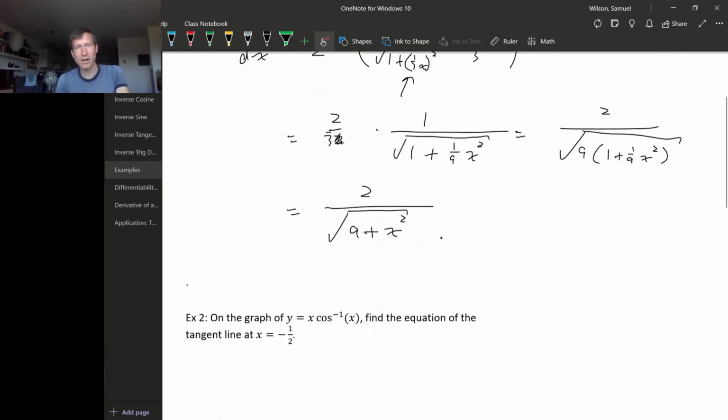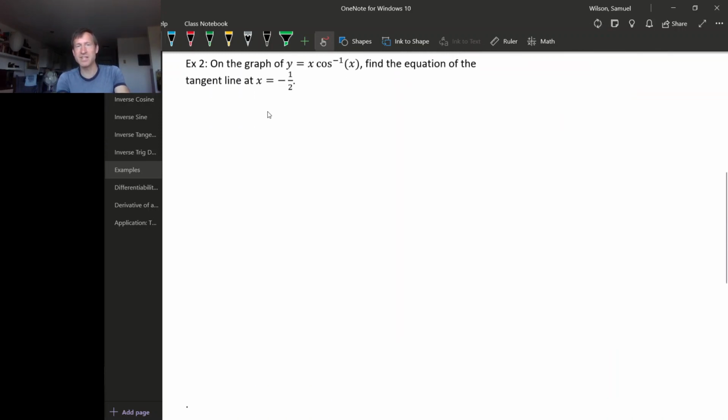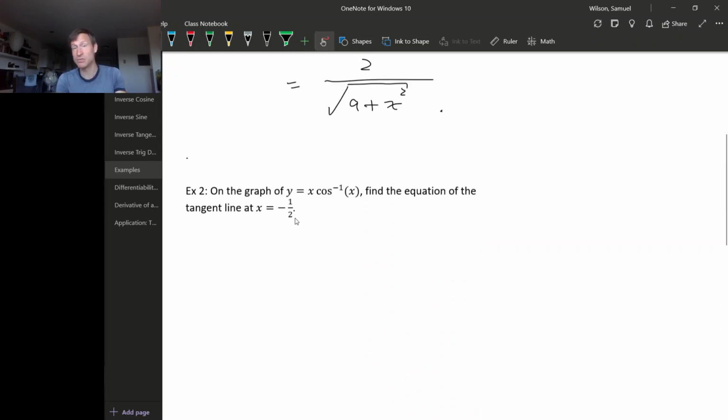For another example, on the graph of x times inverse cosine of x, let's find the equation of the tangent line at x equals minus a half. We don't really know what the graph of this function looks like, but we can find the equation of the tangent line even though we don't know what it looks like. We just need to find a point on the tangent line and the slope of the tangent line.